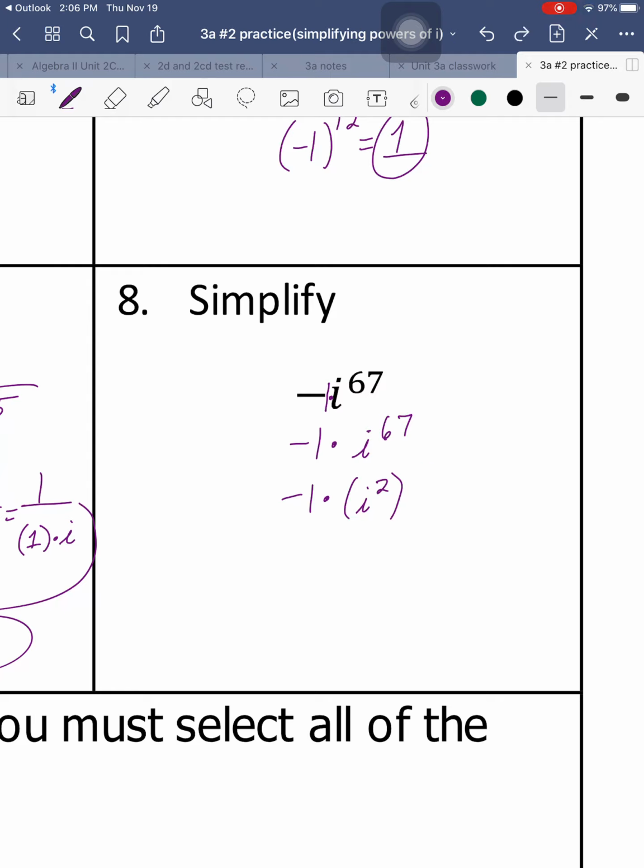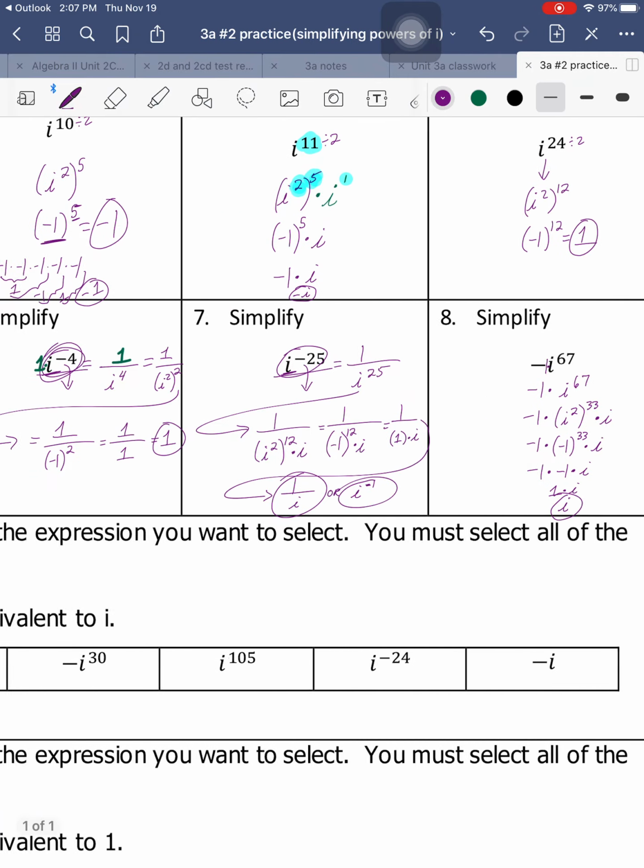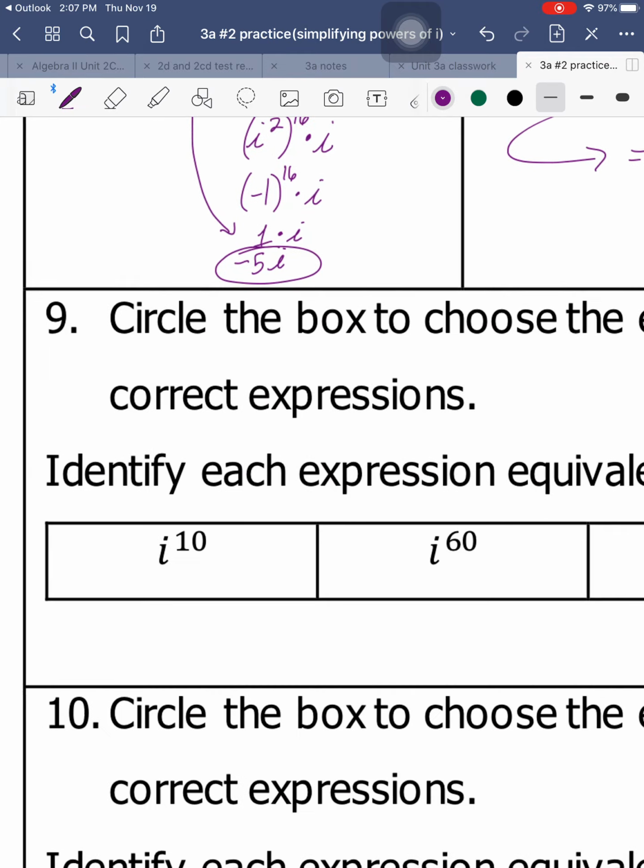Oop, not 67. i squared, how many squares can divide out of 67? Well, let's go to 66, which is 33. 2 times 33 is 66. We need 67, so let's multiply by one more i. So then that gives us up to 67. Negative 1 just keeps coming down. i squared, I just convert that to negative 1. And negative 1 to the 33rd power is going to be negative 1. And negative 1 times negative 1 is positive 1. Positive 1 times i is i. Boom. Positive i.